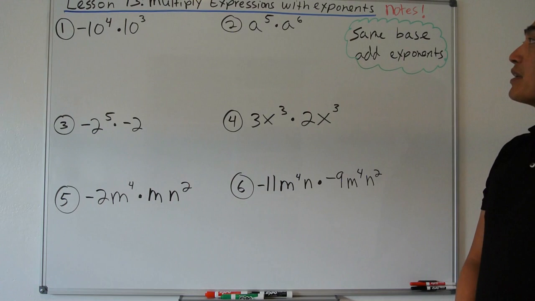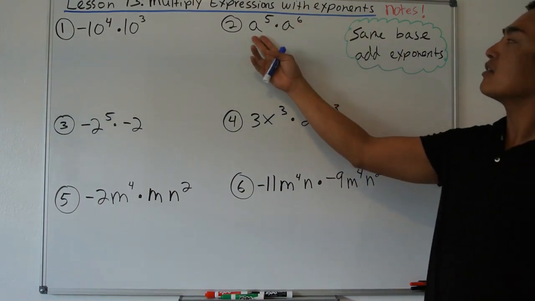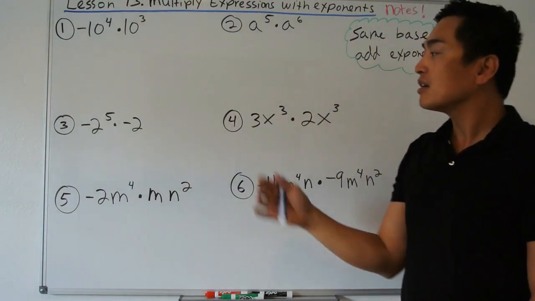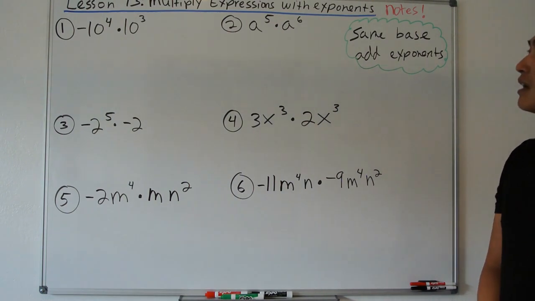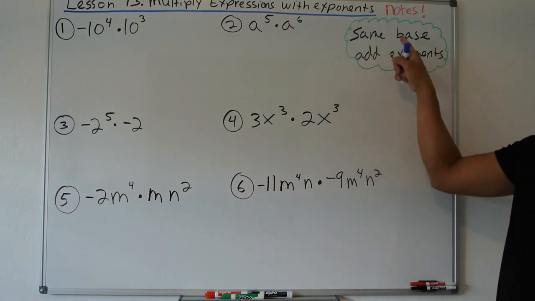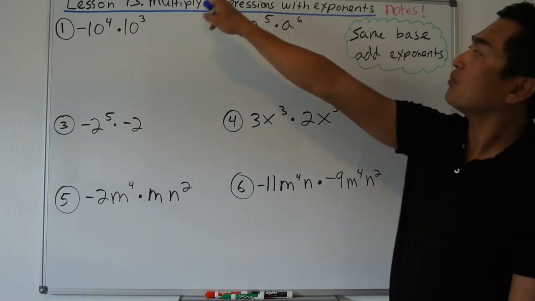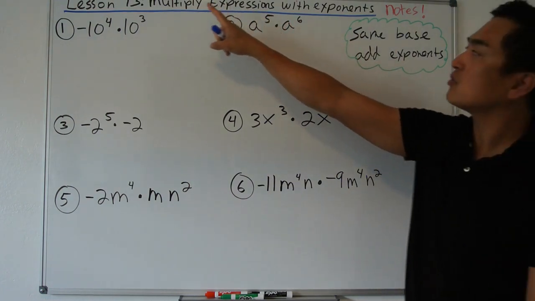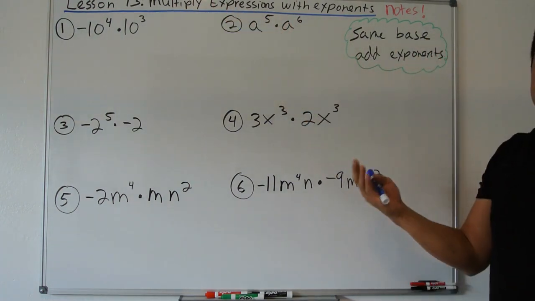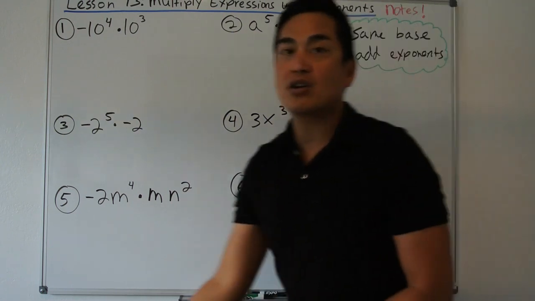Today we're going to focus on multiplying expressions with exponents, meaning that there will be letters, variables, and numbers with exponents. There's a faster way of doing things, so we're going to follow one rule here. If they're the same base, since they're multiplying, we are going to add the exponents. Remember, add the exponent. I know it's multiplying, so you don't actually multiply the exponent, you add the exponent. I'm going to show you why for number one. Okay, so let's get started.